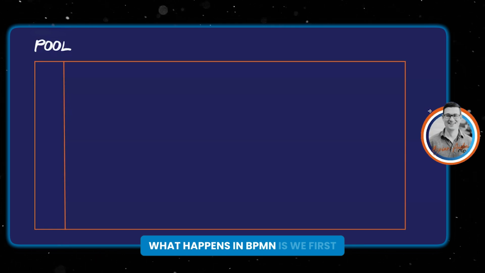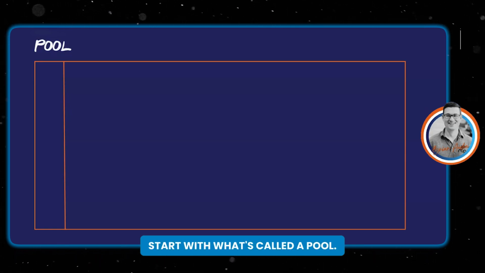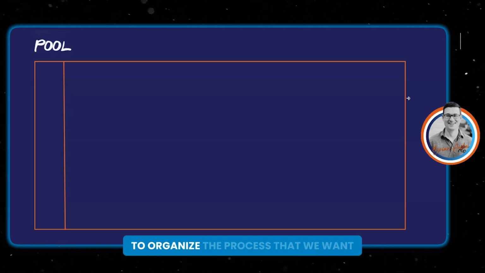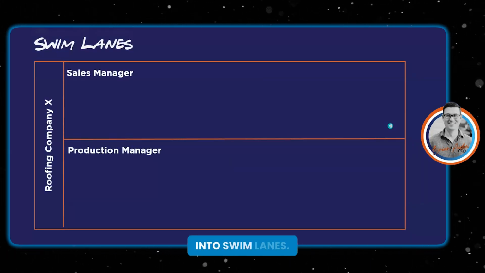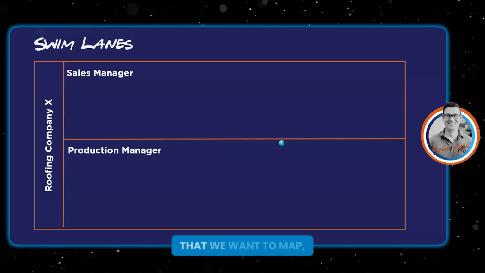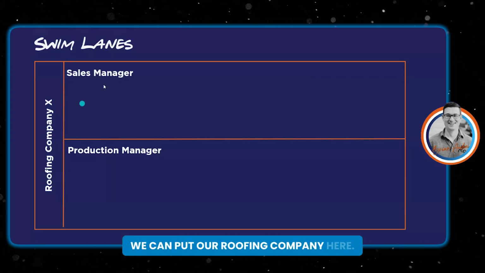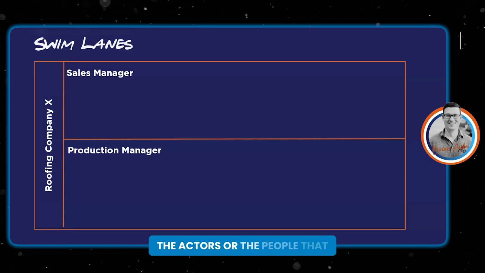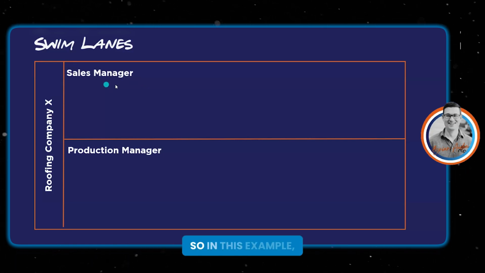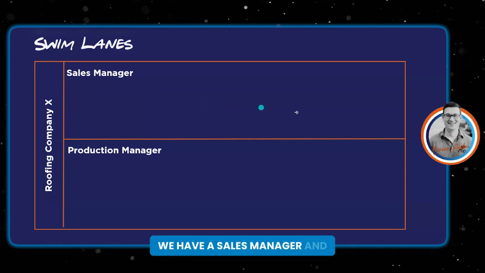What happens in BPMN is we first start with what's called a pool. It's just a rectangle where we're going to organize the process that we want to map out. And that pool is divided into swim lanes. So say if we have a process that we want to map, we can put our roofing company here, and then we want to separate our swim lanes into what we call the actors or the people that are going to be engaging in this. So in this example, we have a sales manager and a production manager.